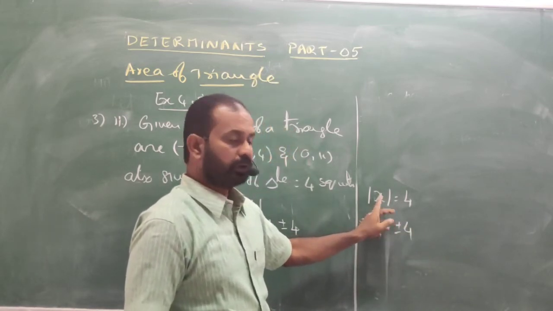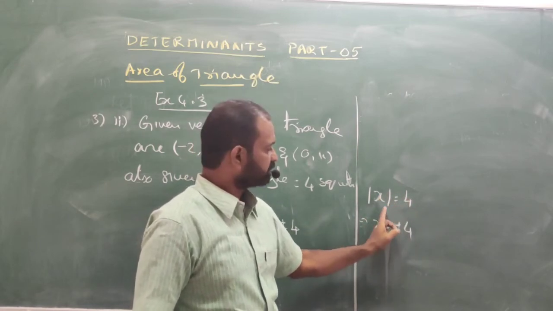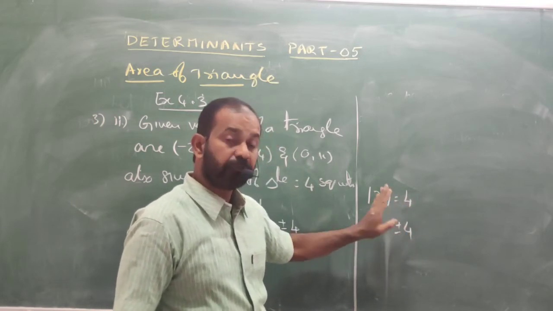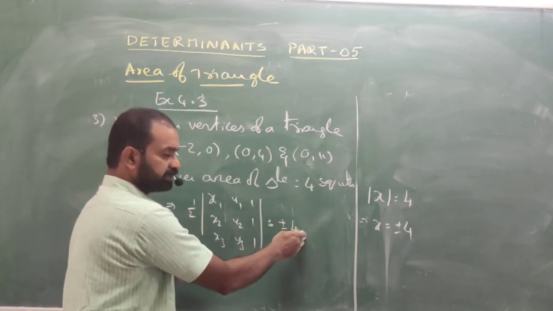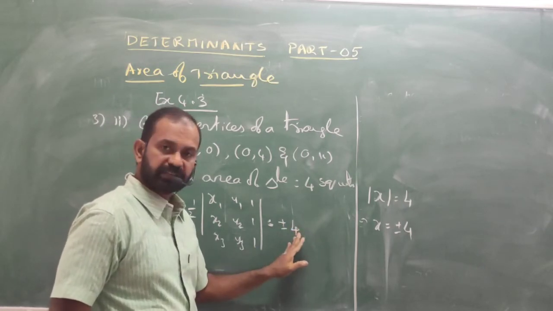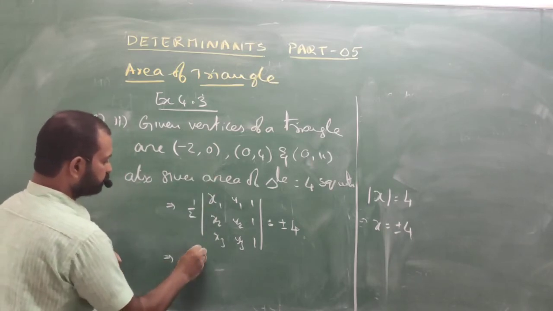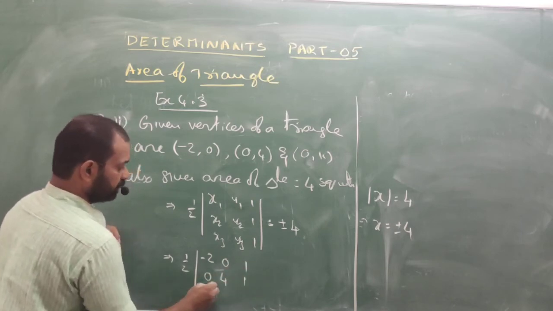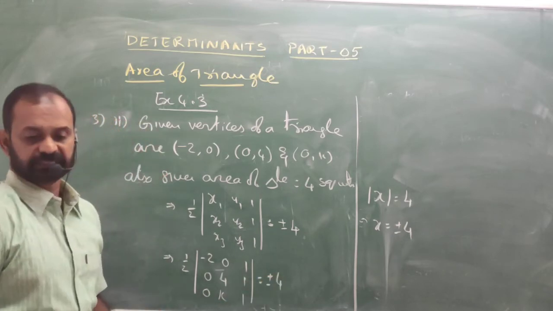When plus 4, also it is 4, when minus 4, also it is 4. Therefore, x value is plus or minus 4. I hope this doubt is clear to everybody, why we have to take plus or minus. So the area of the triangle is actually 4. When you remove the modulus, you are getting plus or minus 4. I hope it is clear to each and everybody. Which implies half, now put the values: det (minus 2, 0, 1; 0, 4, 1; 0, k, 1) is equal to plus or minus 4.